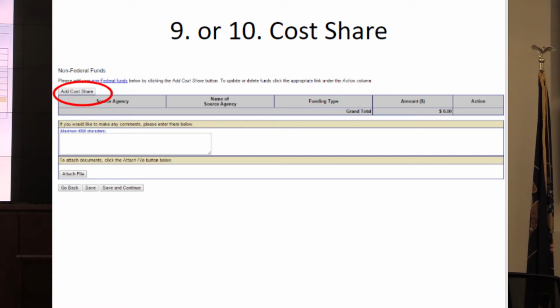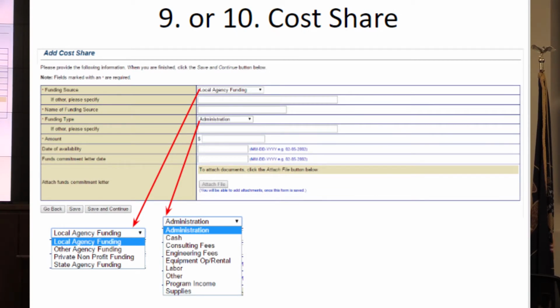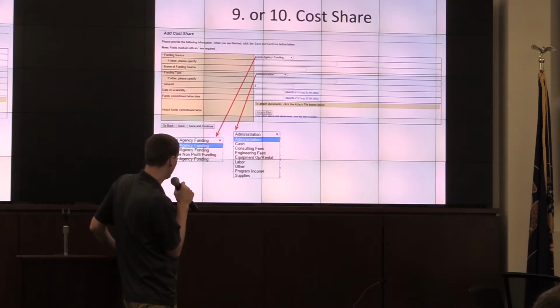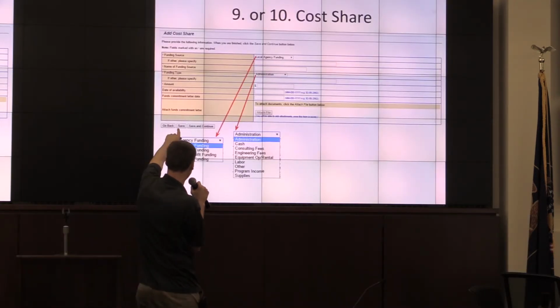So you have local agency funding, other, or private, or state. So where's the funding coming from? The funding type, is it admin, is it cash, consulting fees, engineering fees? Most people are picking cash or other if it's in kind. I don't know if I've ever seen any of the other ones picked. And then just the amount of your cost share, the date of availability, and there's your funds commitment letter date.